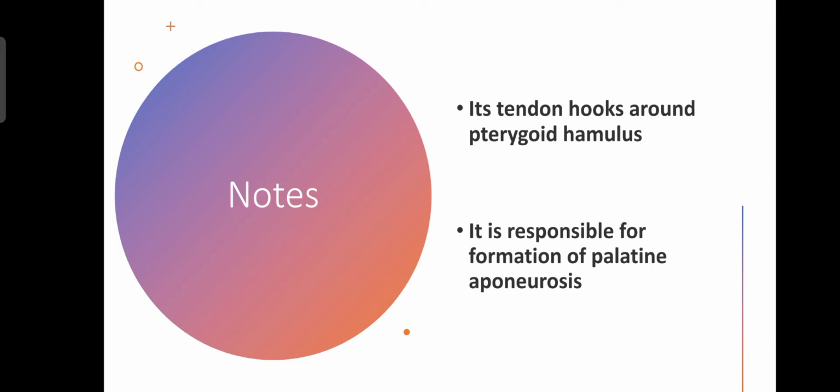Which muscle makes a hook around the pterygoid hamulus? It is tensor veli palatini. Which muscle is mainly responsible for formation of palatine aponeurosis? The answer is tensor veli palatini.